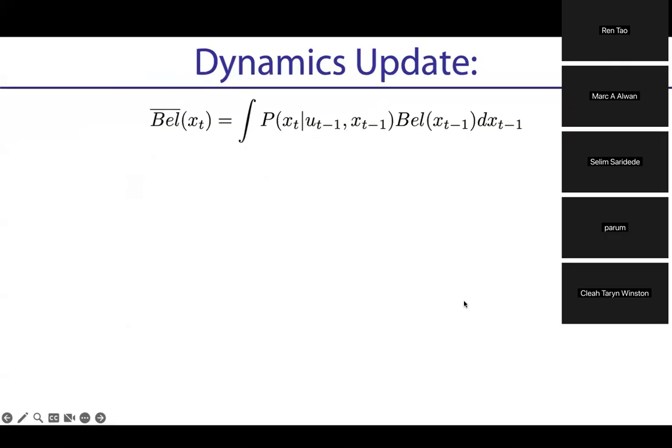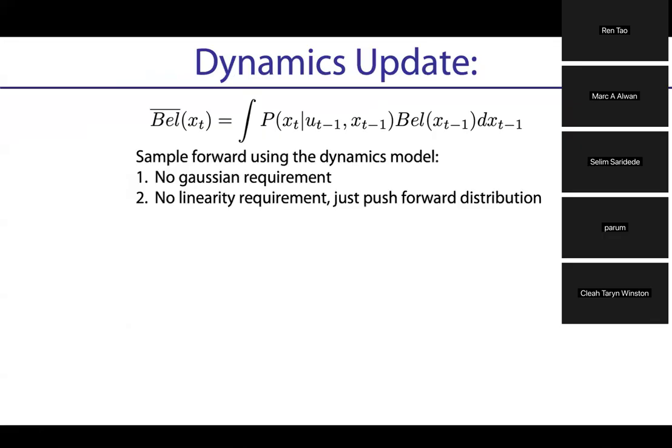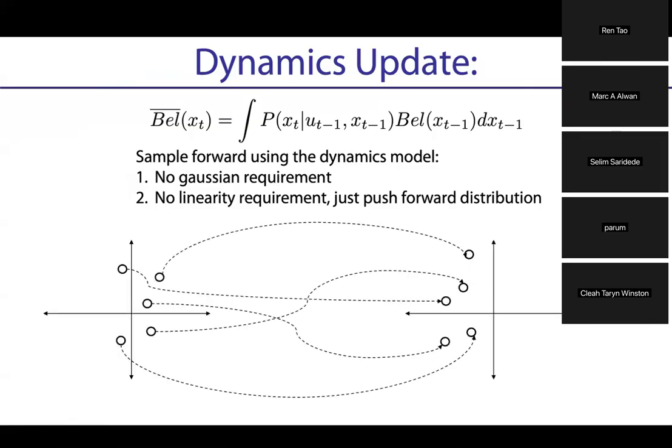Let's think about our dynamics update. Our dynamics update is basically saying we want to go from the previous belief with dynamics to the next belief, belief bar, right? And so all you're going to do is sample forward using the dynamics model. So you're going to take your previous samples, run them forward through your dynamics model, and just sample a next particle, right? So for every particle, you're going to stick it into your dynamics model along with the action that you actually took.